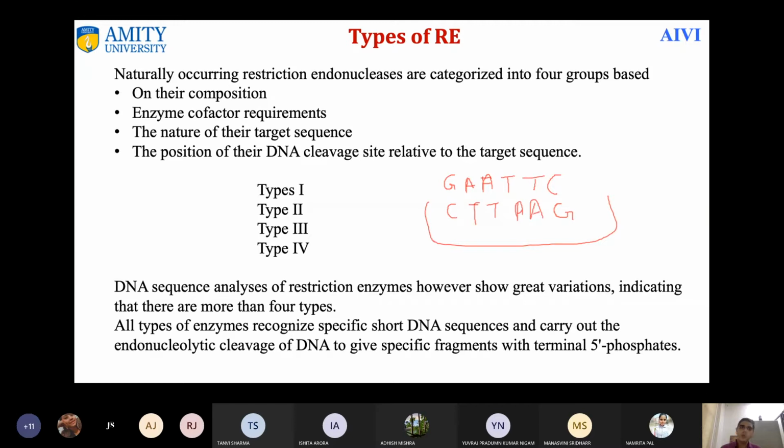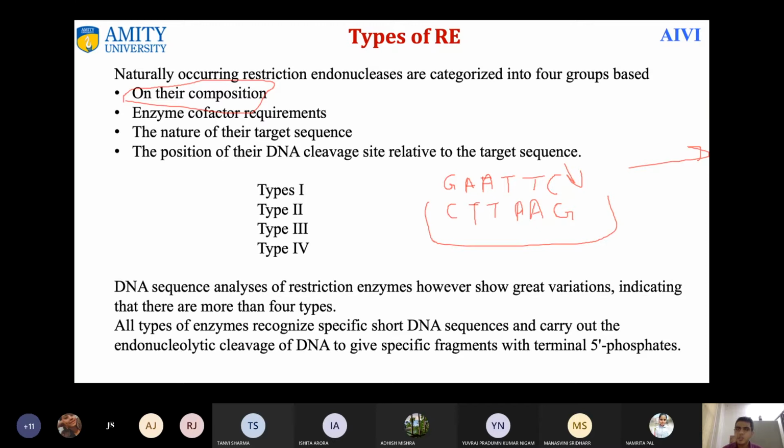Now on the basis of where it is producing the cut, near it or very away from it, on this basis we characterize restriction enzymes into 4 major classes. This is not just one criterion, there are also some other criteria. What are those criteria? One criterion is their composition.